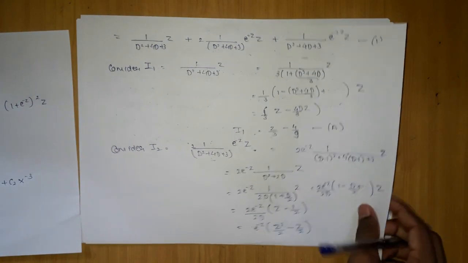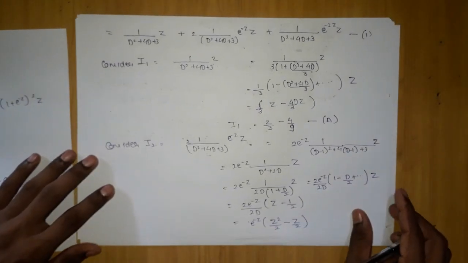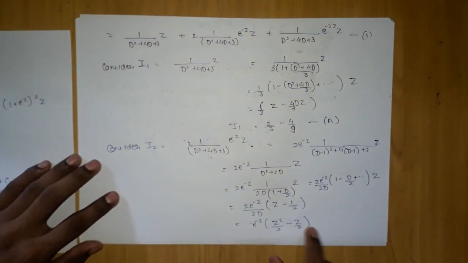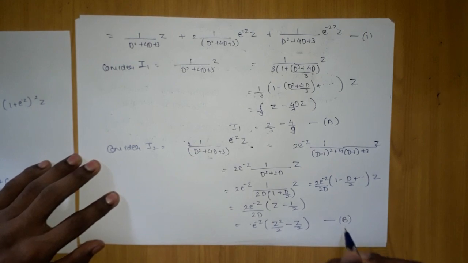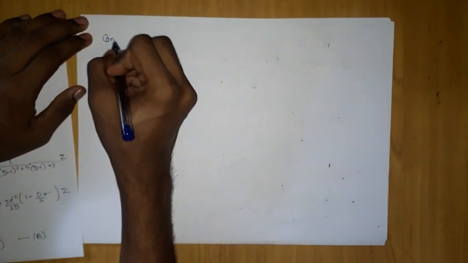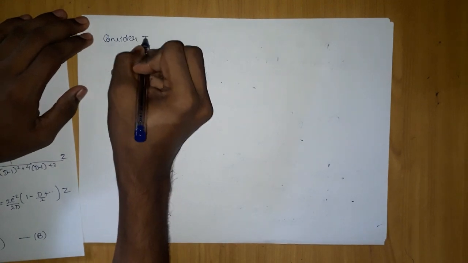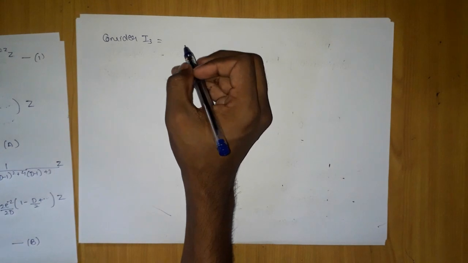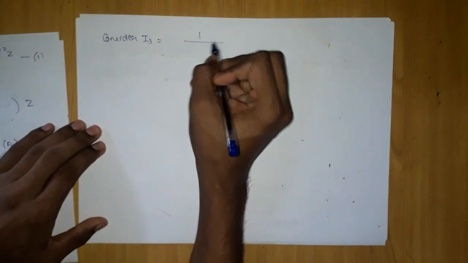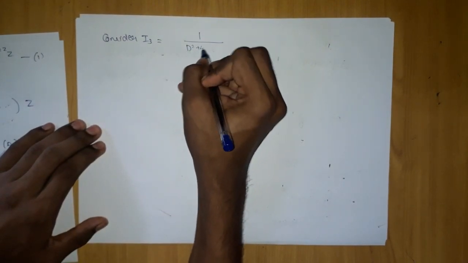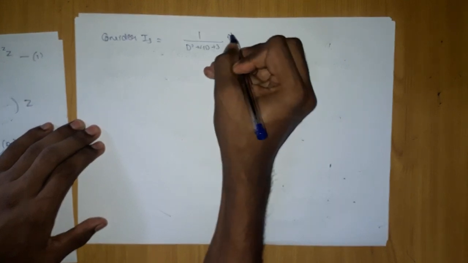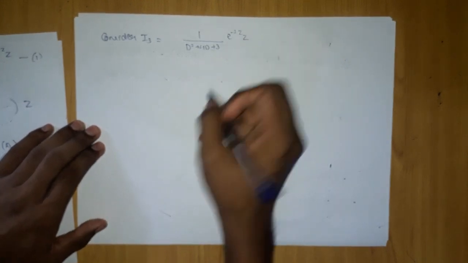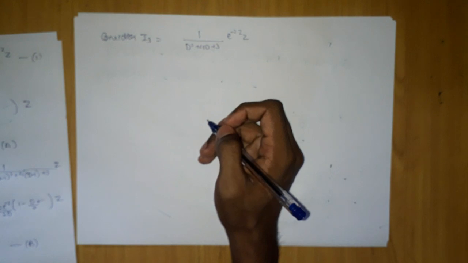Now we are going to resubstitute. Okay, for the timing, let's keep it as it is. So this is our B. Now consider I3. If we consider I3, what we are going to be left with is something like 1 upon D square plus 4D plus 3 into e to the power minus 2z into z. Agree? So we are going to simplify this.